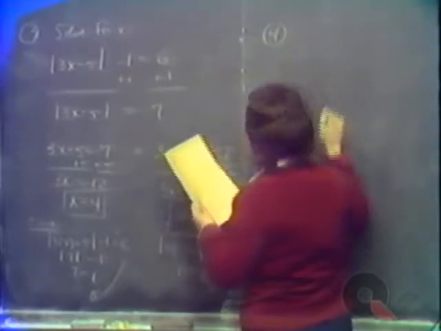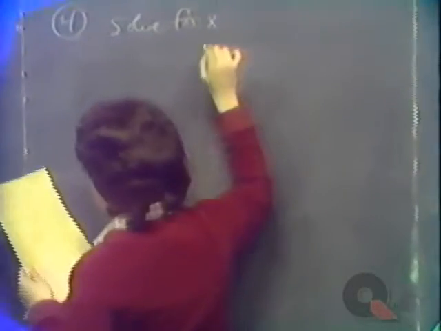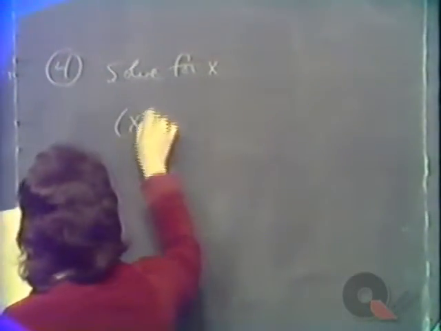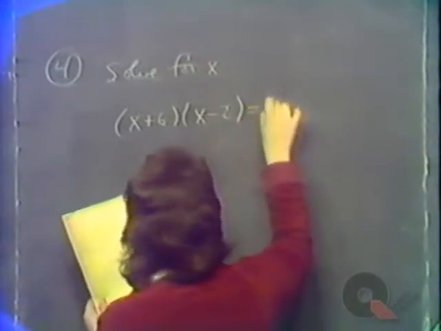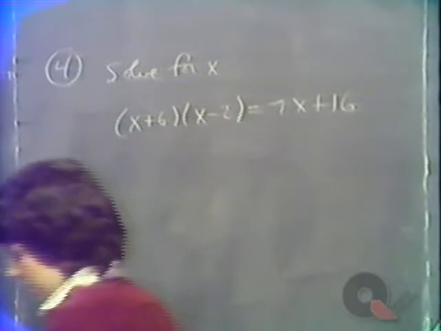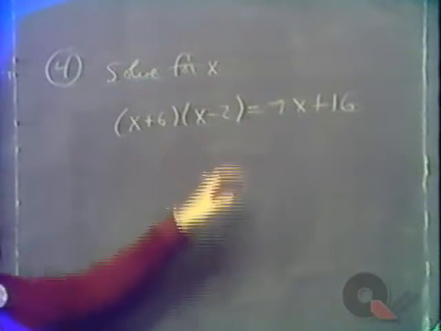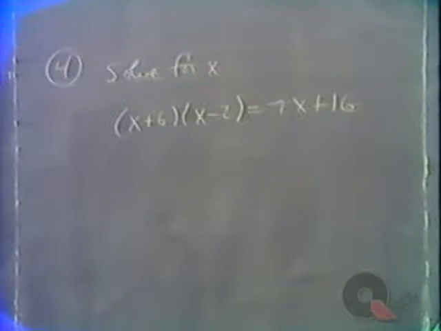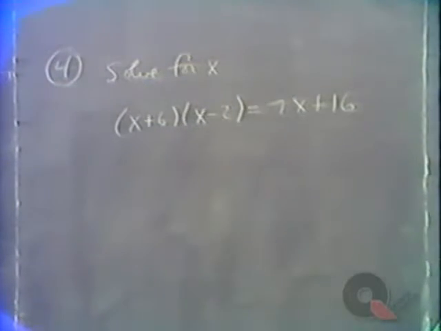The next equation, we want to solve for x, and we have x plus 6 times x minus 2 equals 7x plus 16. Okay, don't think that you've gotten anything by having it factored in this form. This is no use to you. In a quadratic equation, you want the product of two binomials, say, equals 0. Then you can set each factor equal to 0.